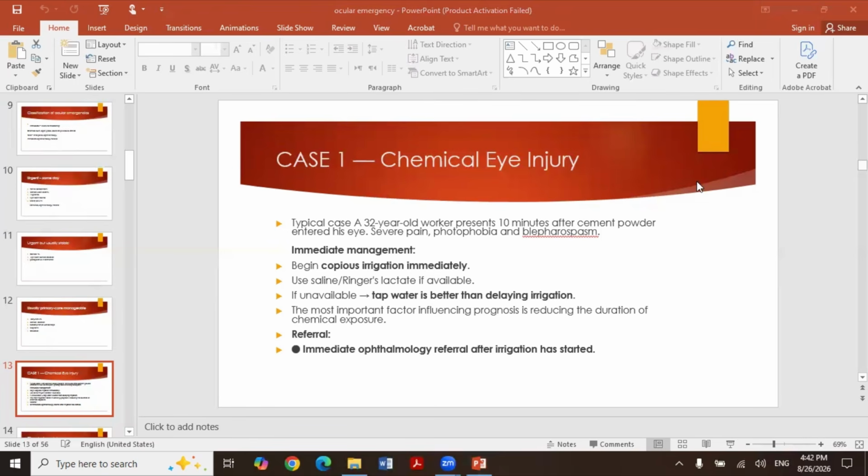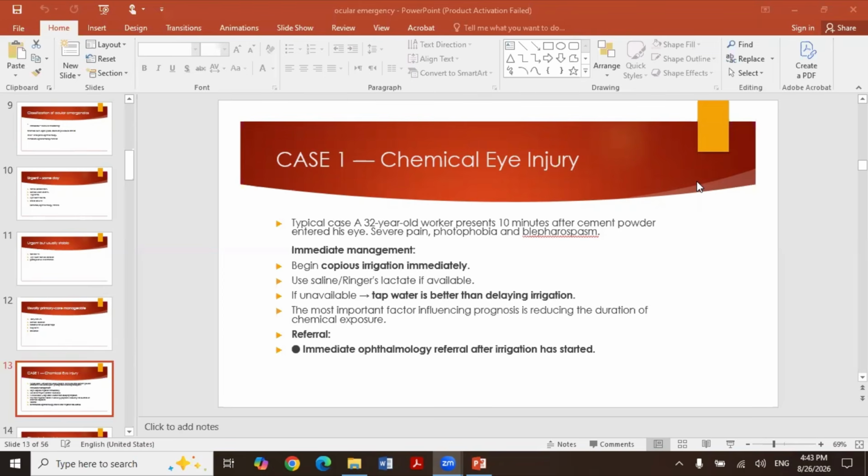Chemical eye injury, you mean by substances like chemicals? Yes, we have two types. We call them alkali chemical eye injury and acid chemical eye injury. Which one is more dangerous to the eye, the acid or alkali? Alkaline, I think. Yes, alkaline. Alkaline is always very dangerous because it leads to penetrating the ocular tissue.